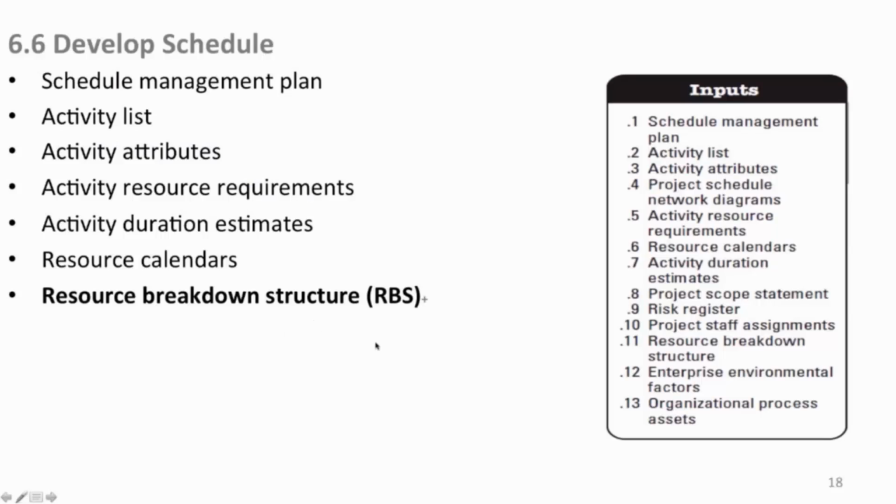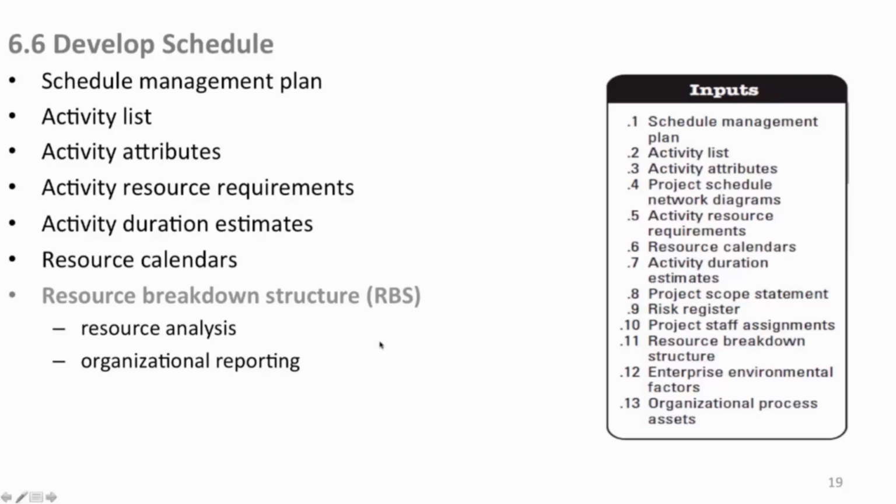So, availability of internal and external resources. And here's your RBS. Which RBS? Well, this is the resource breakdown structure we're talking about. You can do resource analysis and operational reporting. You can use that to your advantage, and it's also a good, handy tool to help identify more risks from a human resource point of view, or even a materials point of view.